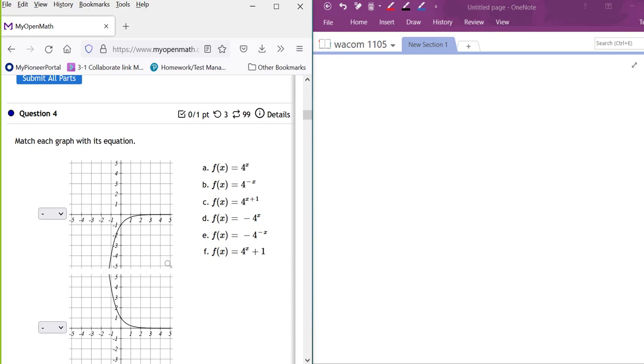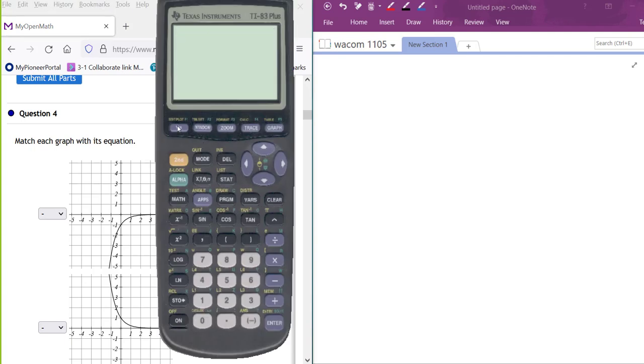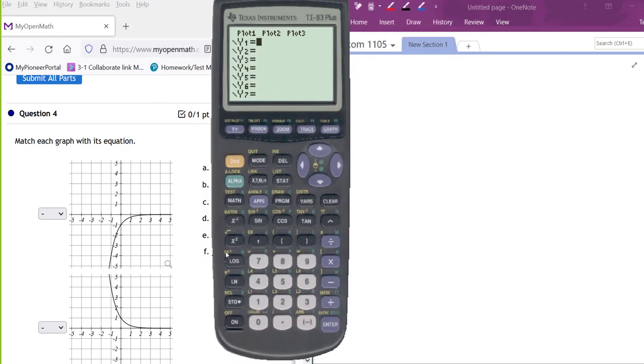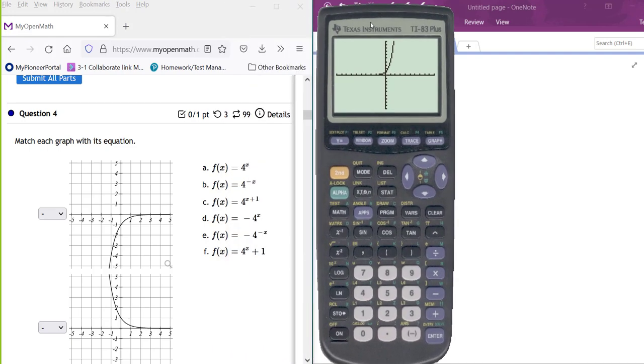We can graph it quick on the calculator. And this was 4 to the x. And so you'll see that this is a graph that climbs very fast, and the standard one goes through the point 0, 1. The horizontal asymptote on it is y equals 0. So let's look for that function, 4 to the x, in these.